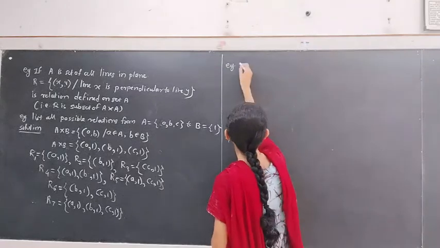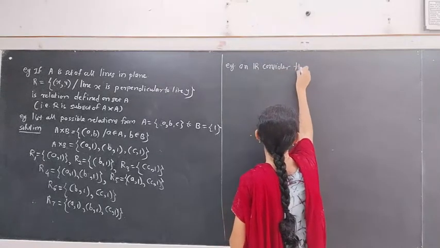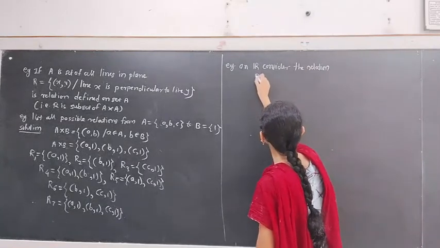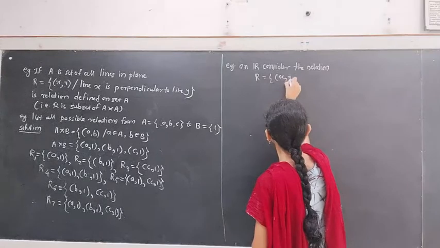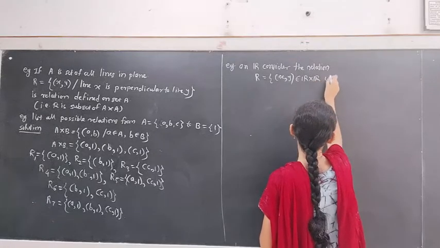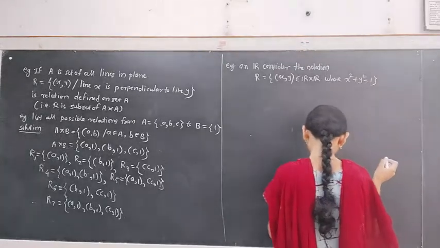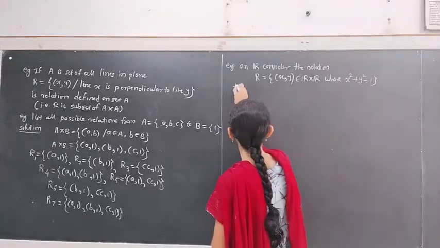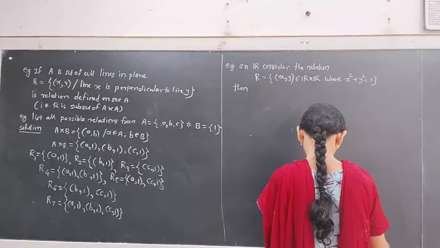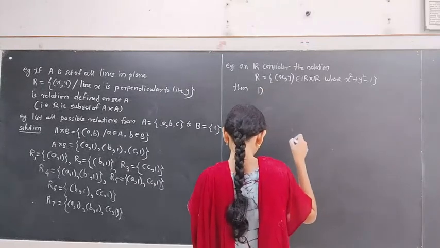On R, consider the relation R equal to the set of all ordered pairs (x, y) belongs to R cross R where x squared plus y squared is equal to 1. Then first, is 1 related to 1?